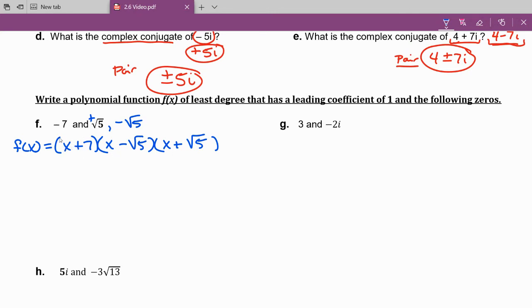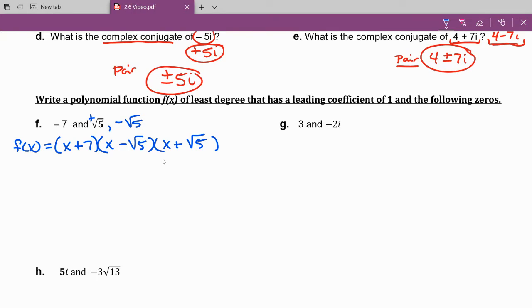The negative 7 gives us the factor of x plus 7. The positive square root of 5 comes from a factor of x minus square root of 5. And the root of negative square root of 5 comes from the factor of x plus square root of 5. So now we're going to multiply this out.